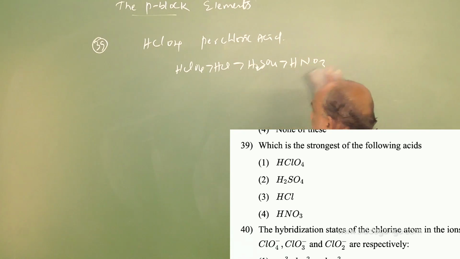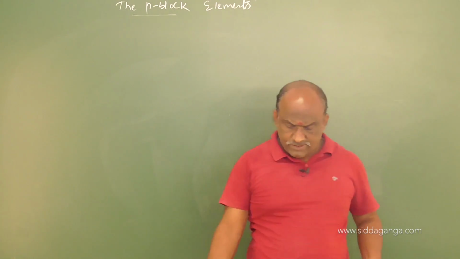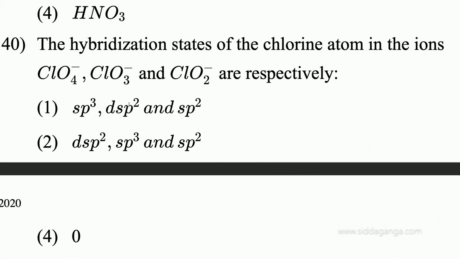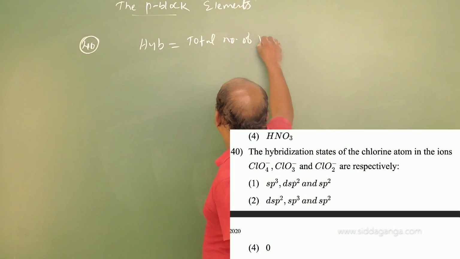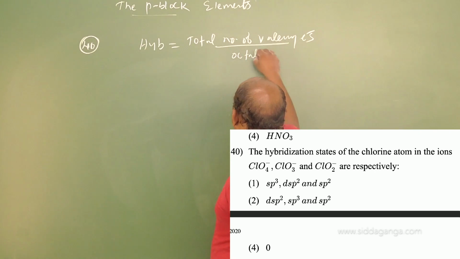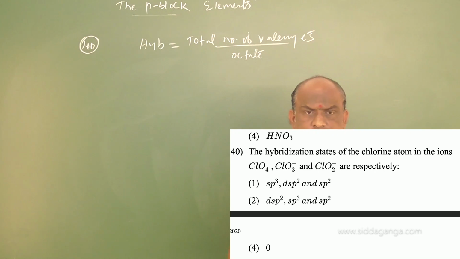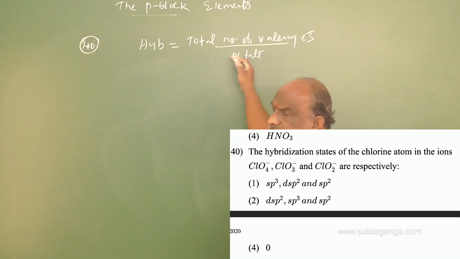And next, question number 40, which is related to hybridization. Question number 40: the hybridization states of the chlorine atom in the ions ClO3 minus and others. Already I gave one formula recently: hybridization equals the total number of valence electrons divided by 8, the octet. You can use this formula to find the number of lone pairs and bond pairs.